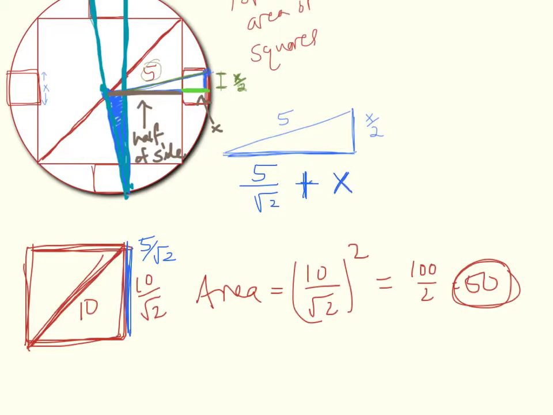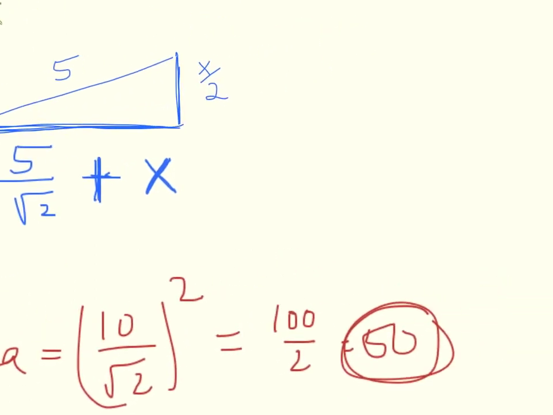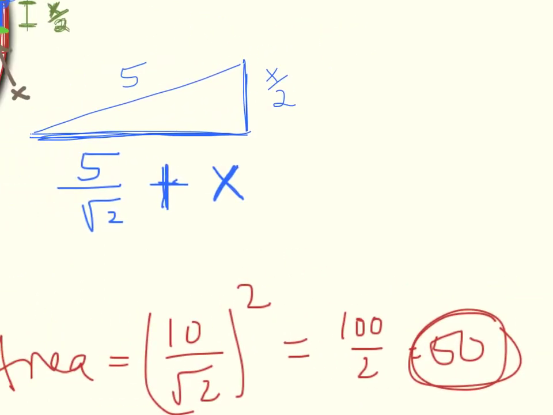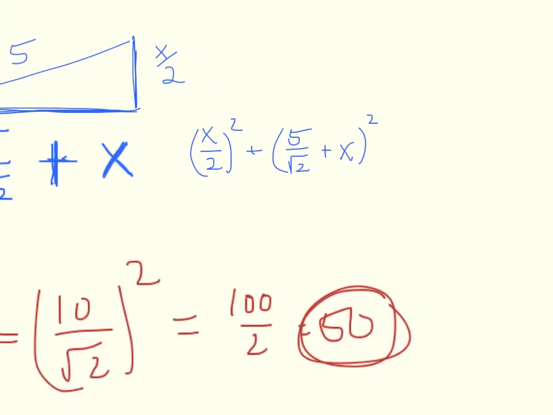Agreed? Okay. Now, we have gotten ourselves in a Pythagorean situation. Right? So we need to do x over 2 squared plus 5 over root 2 plus x squared equals 5 squared, which is 25.